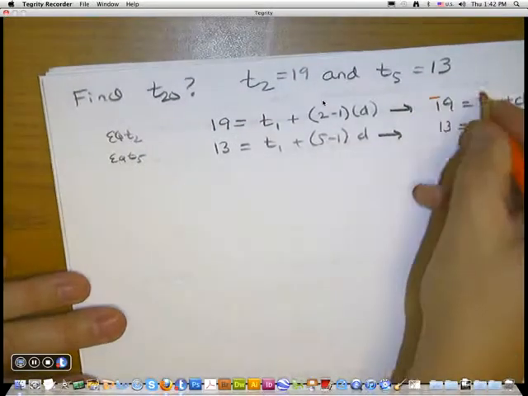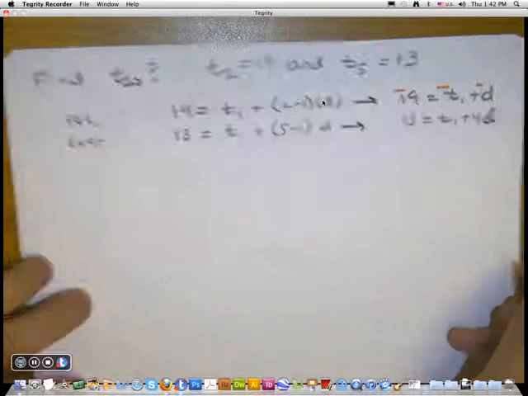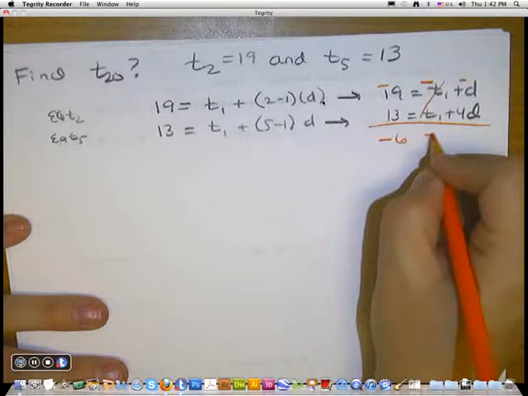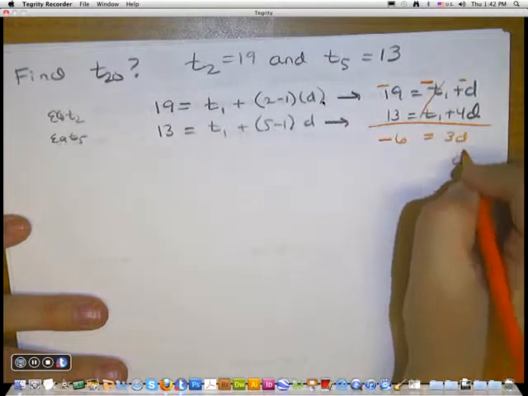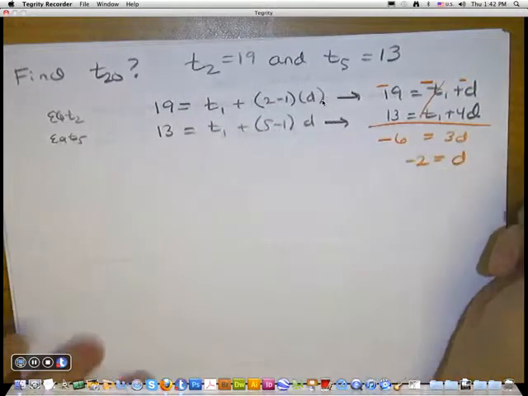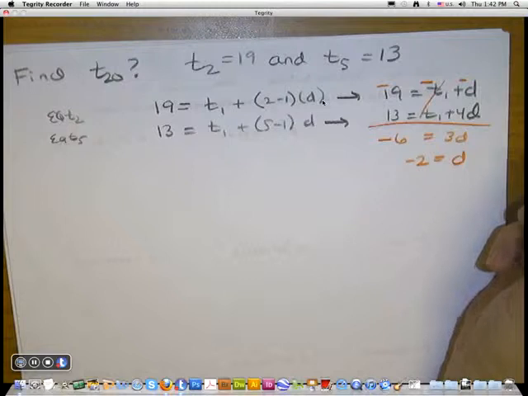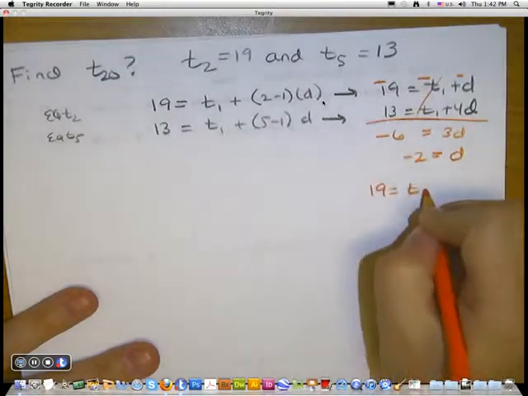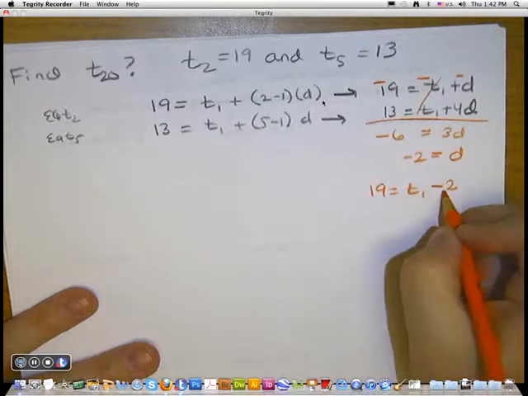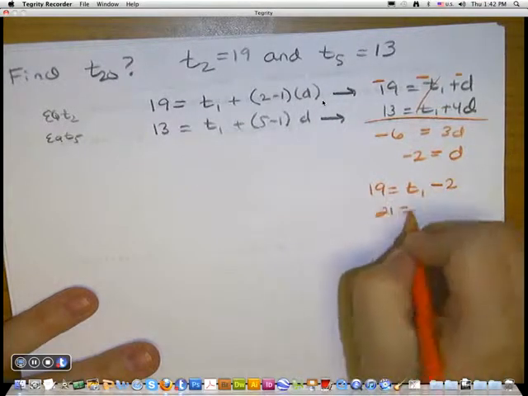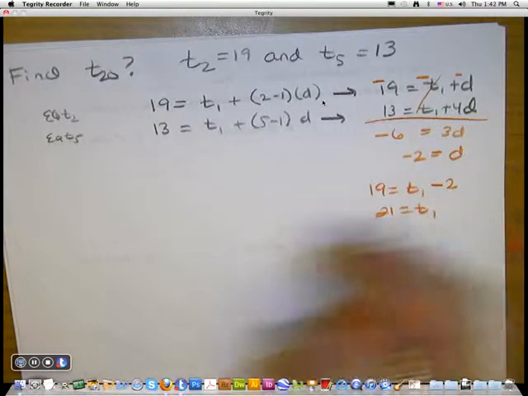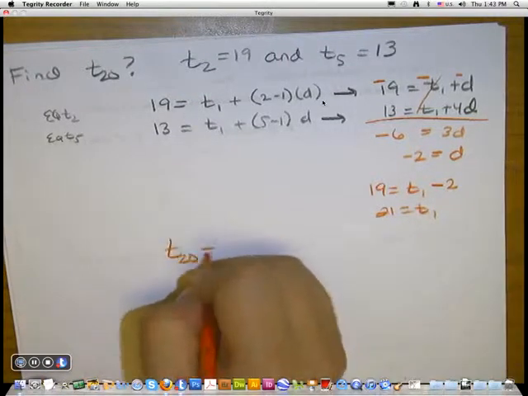When I switch my signs here so that I can eliminate, I get -6 is 3D, so D is -2. That means it's subtracting 2 every time it goes down. Now I'm going to plug that back into my formula for D, add it over, and I find my T1. I know T1 and D. I can now find T20.